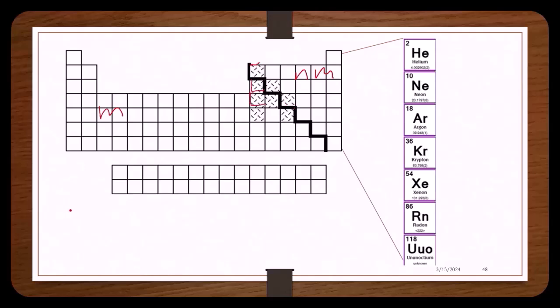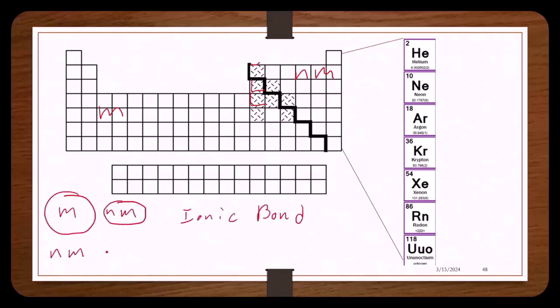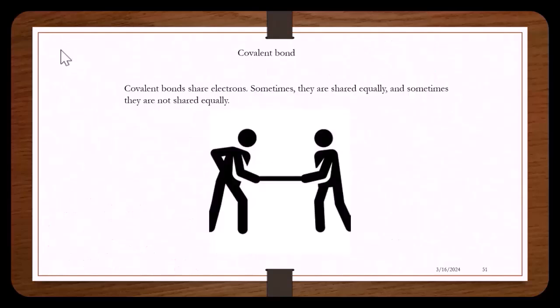A quick and general way to determine whether a bond is ionic or covalent is by determining whether an atom is a metal or a nonmetal. Metals bonded with nonmetals will generally have an ionic bond, and nonmetals bonded with nonmetals or metalloids will generally form covalent bonds. Covalent bonds share electrons. Sometimes they are shared equally, sometimes they are not shared equally.